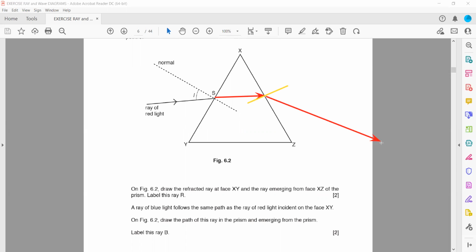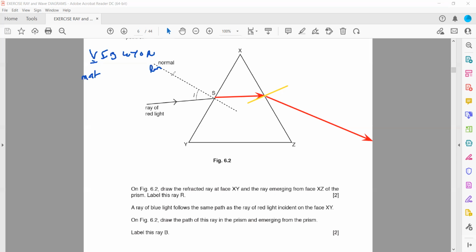So it will bend away from the normal. And now they're saying there's a blue light entering. As we know, the colors are violet, indigo, blue, green, yellow, orange, and red. Violet has the highest frequency, so it will bend the most, and red will bend the least.